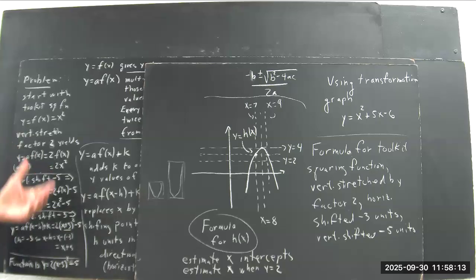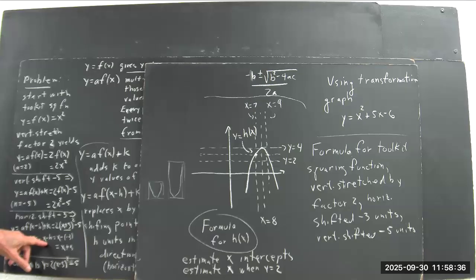K is -5 because k is what we use for the vertical shift. H is what we use for the horizontal shift. Horizontal shift is -3, so h is -3. And now we have the form a f of x minus h plus k. A is 2 as before, and k is -5 as it was up here. And now h is -3. X minus h is x minus -3, which is x plus 3. So there's our function.